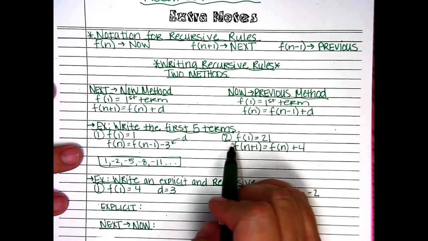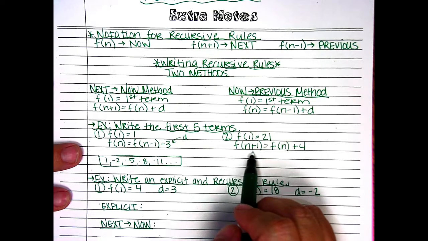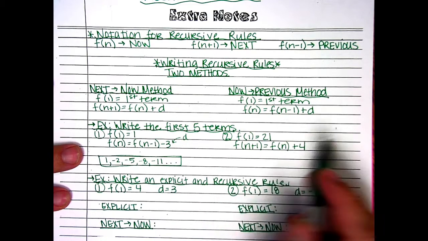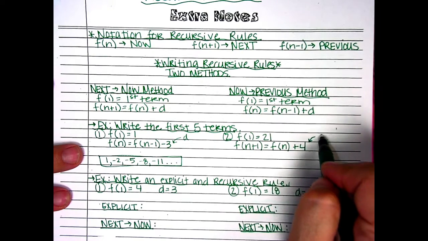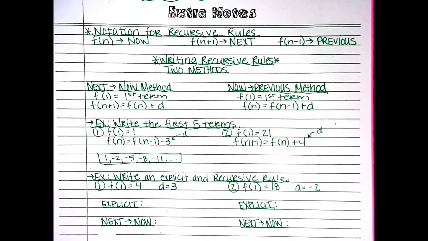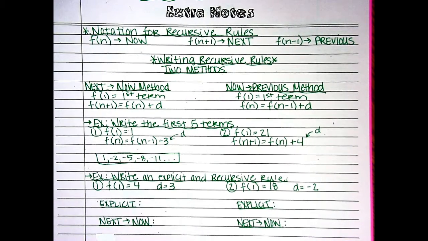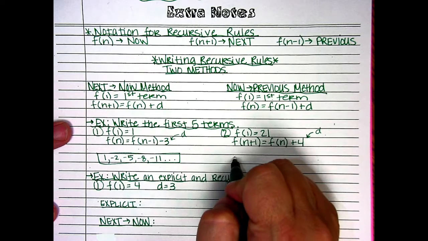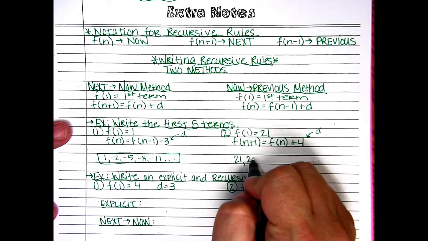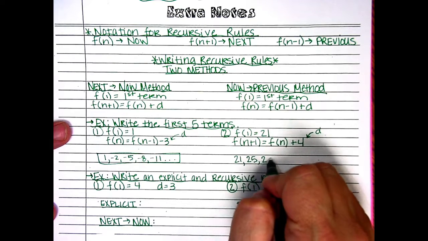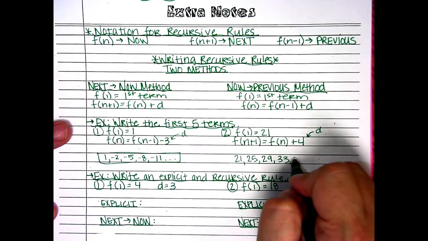On number 2, given is f of 1 equals 21, and f of n plus 1 equals f of n plus 4. And we know, again, that plus 4 is the common difference. So using given, we have 21 being the first term, and the difference being plus 4. So our next terms are 25, 29, 33, 37.